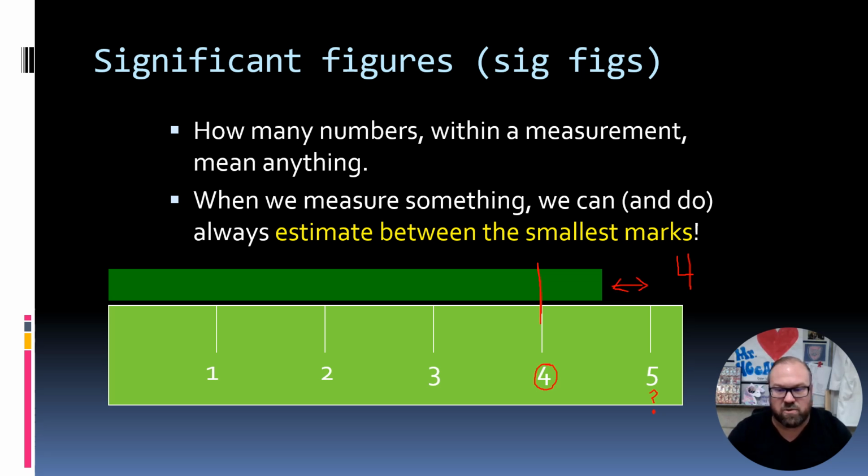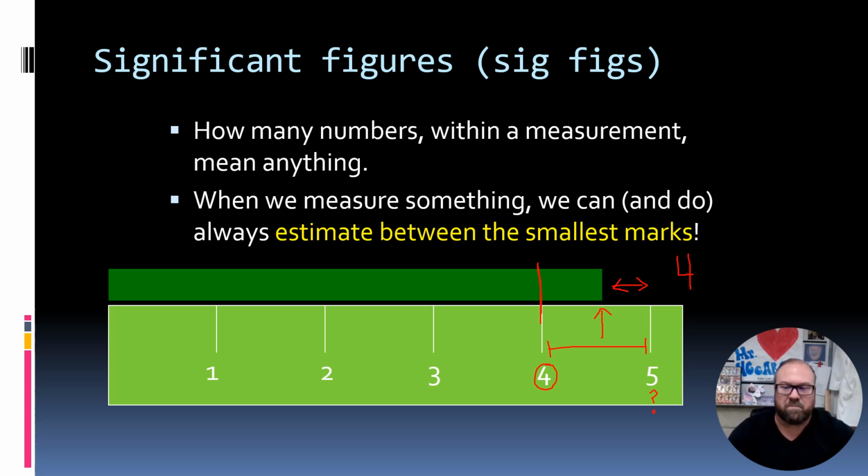So what we have to do now is come up with an estimated digit to represent where we think it lies between 4 and 5. So kind of think about that for a second. I'll pause for a second. Think about that. Where does this little green bar, where does it end between 4 and 5?